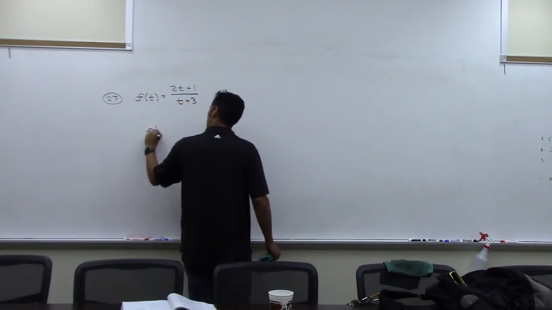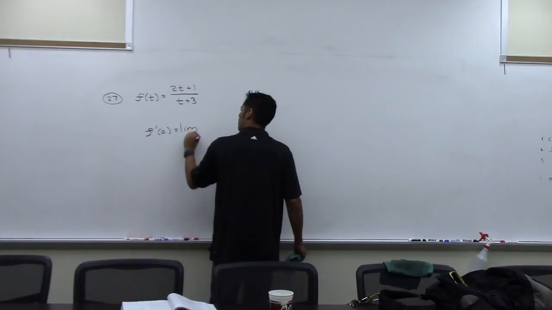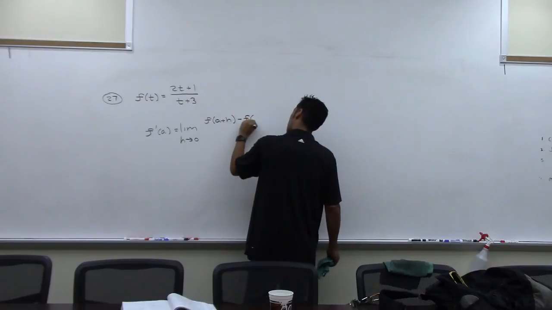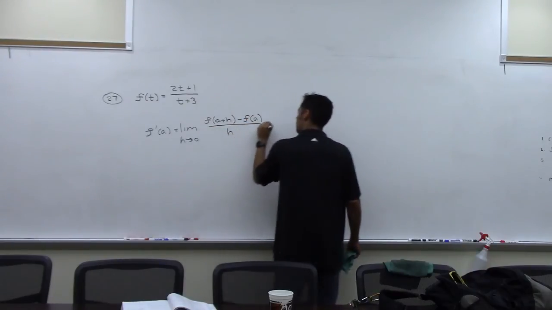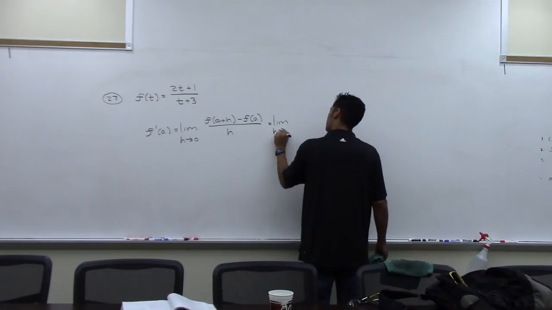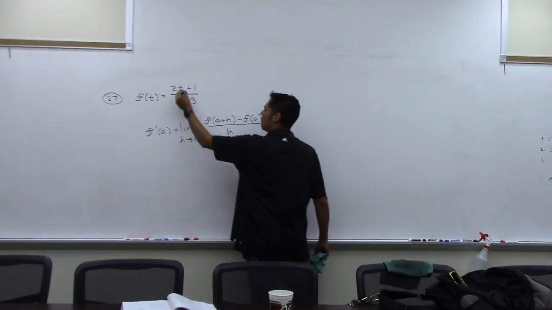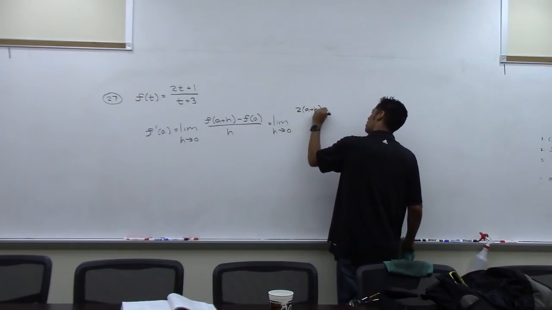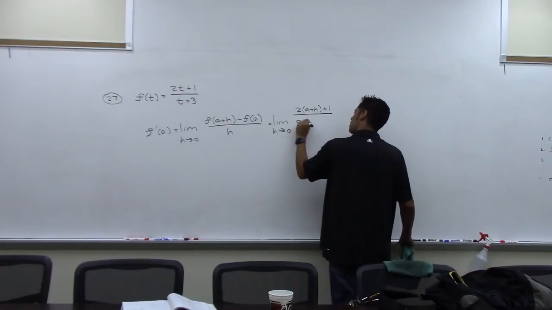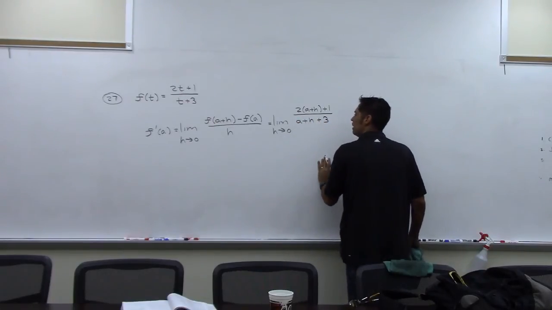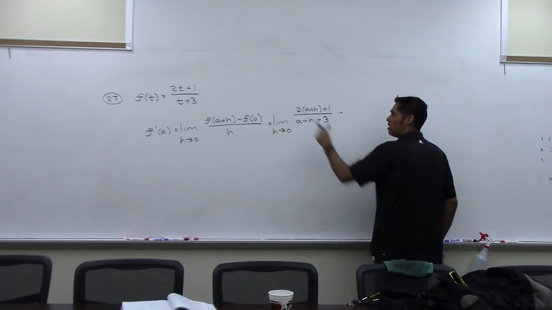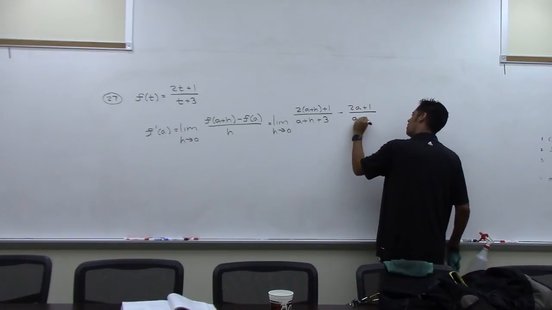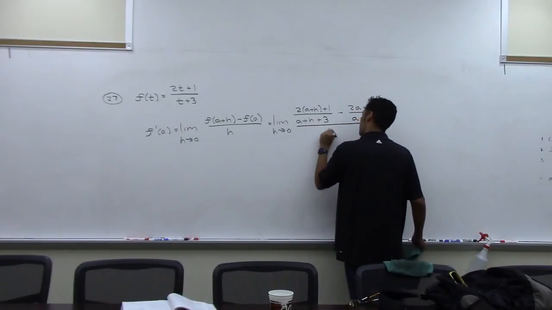I want to know f prime of a, which is the limit as h goes to 0 of f of a plus h minus f of a, all over h. Okay, plug a plus h in here, right there and right there. So we get (2 times (a plus h) plus 1) over (a plus h plus 3). Now minus, now just plug a in. You get (2a plus 1) over (a plus 3). All of this over h.